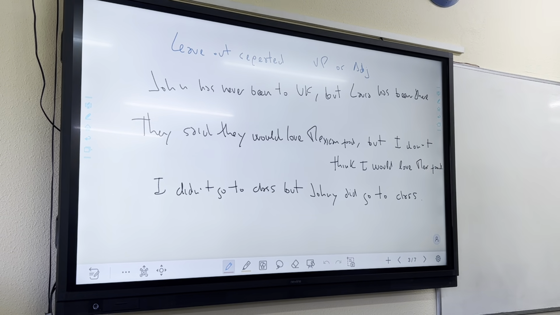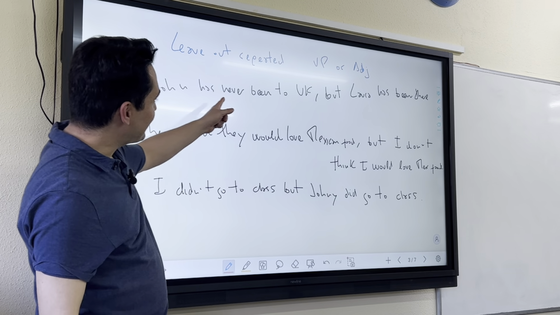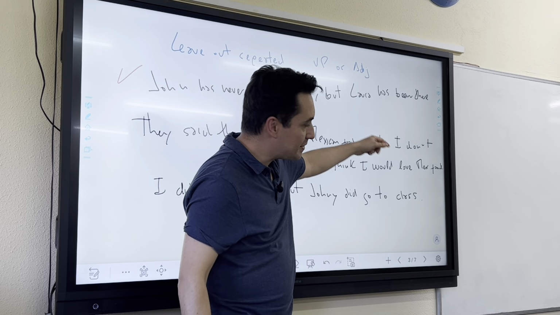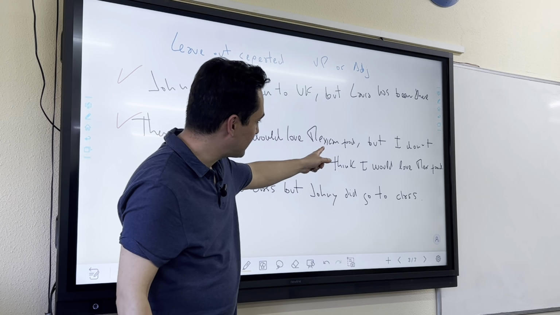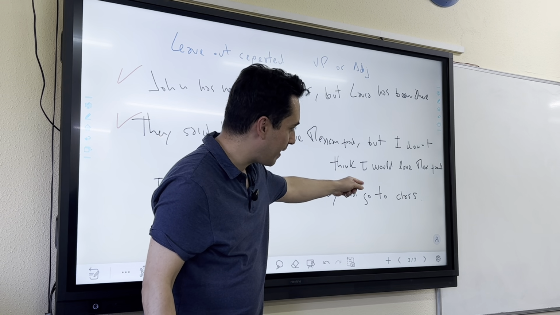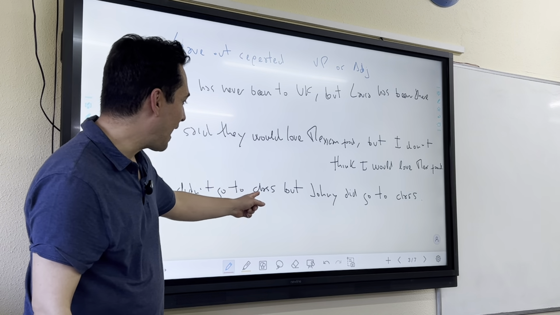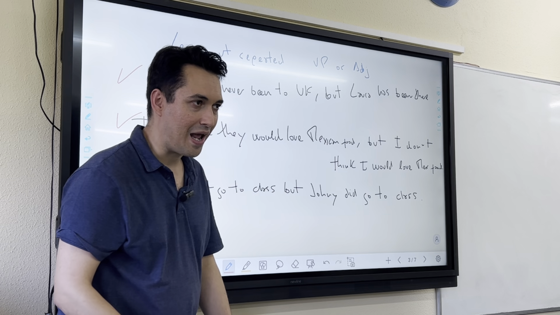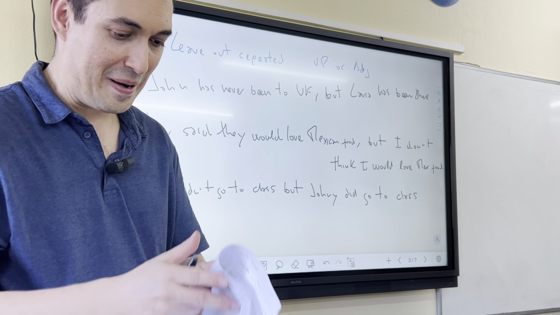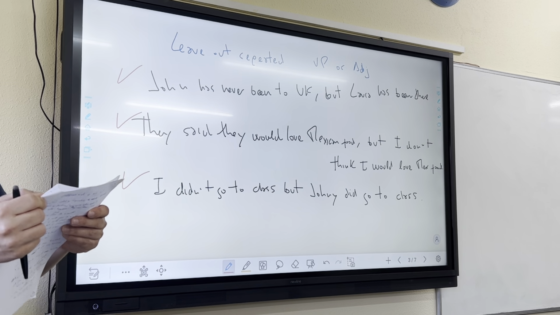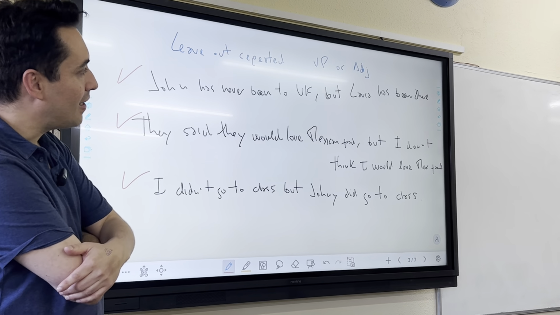Next, it says, have a look at these sentences. One, John has never been to UK, but Laura has been there. Two, they said they would love Mexican food, but I don't think I would love Mexican food. Three, I didn't go to class, but Johnny did go to class. Okay, now we can make some ellipses here. Help me out. What can we remove here? Number 1, John has never been to UK, but Lara has been there.